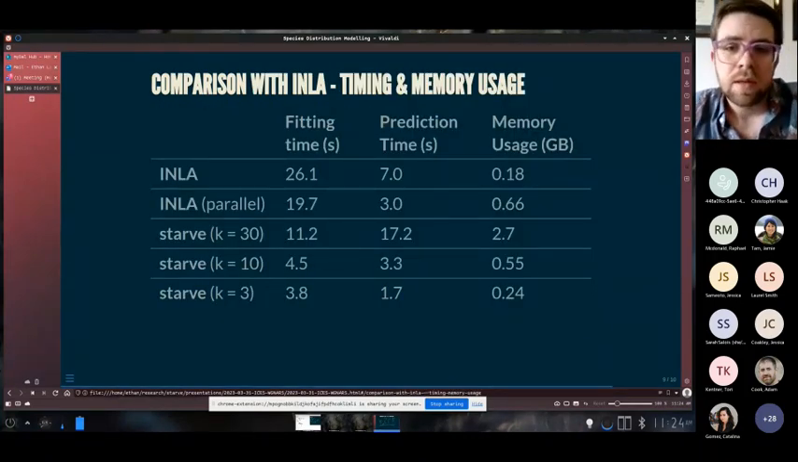And then comparing the computational efficiency, the first 2 rows are the fitting time, prediction time, and memory usage for INLA. I think the default for INLA is to use parallel. So for example, fitting a model took 20 seconds. And then the last 3 lines are the STAR package. This k equals 30, k equals 10, k equals 3, that's a tuning parameter. The default is 10, and that took 5 seconds. And so in addition to saving time and being more sure that you're coding the models correctly, you're also taking about 25% of the time to actually fit the model.